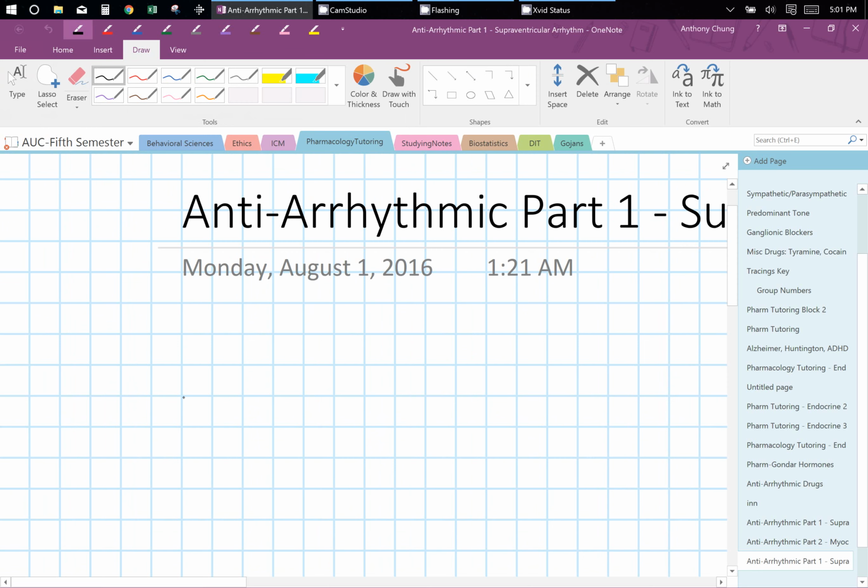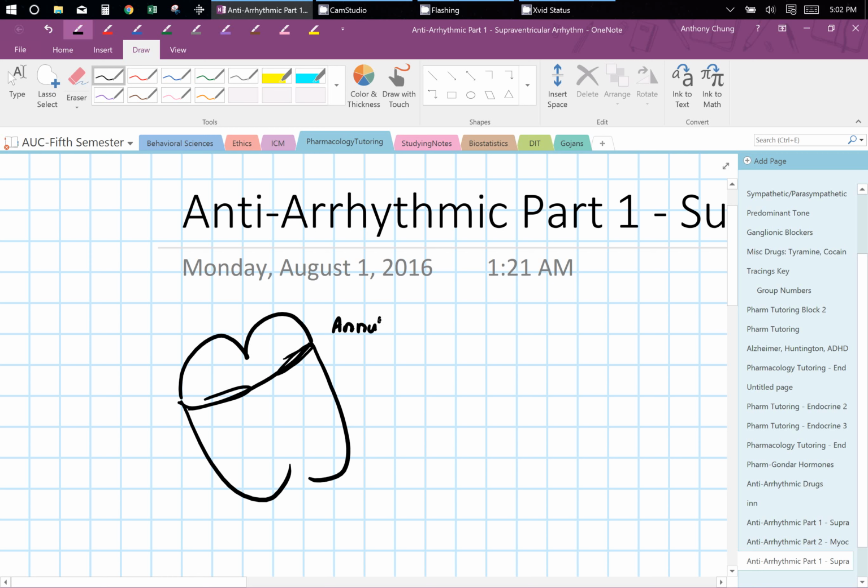So the first part, I'm going to draw a heart over here. The first part concerns the top part of the heart. The top part of the heart is your atria. The atria is on the top, and it's separated electrically by this fibrous area over here. This is called the annulus fibrosus cordis, and it prevents all types of electrical inputs from the top going to the bottom.